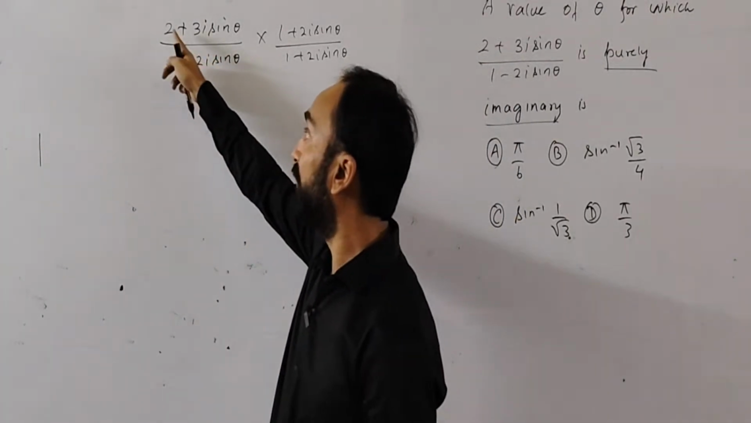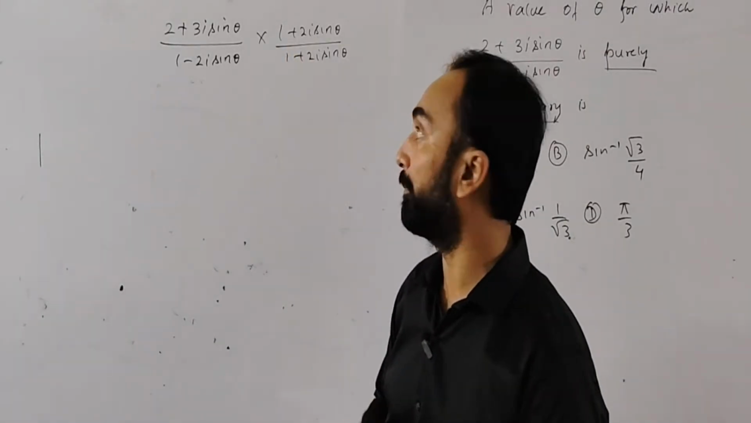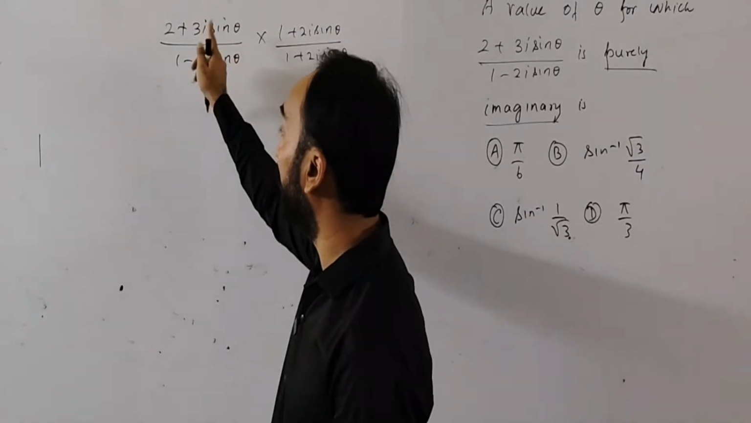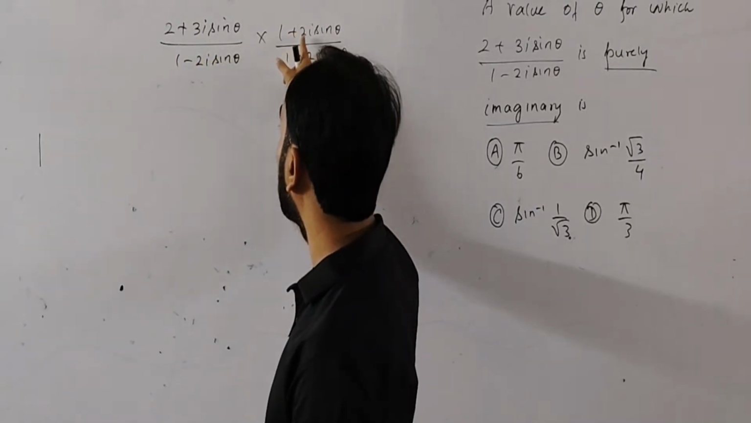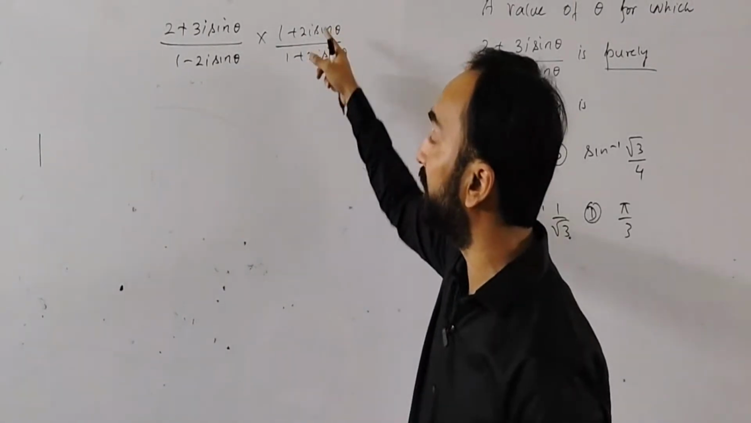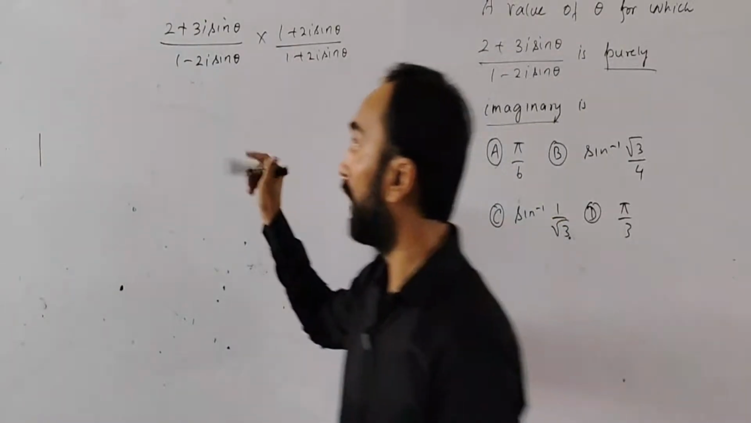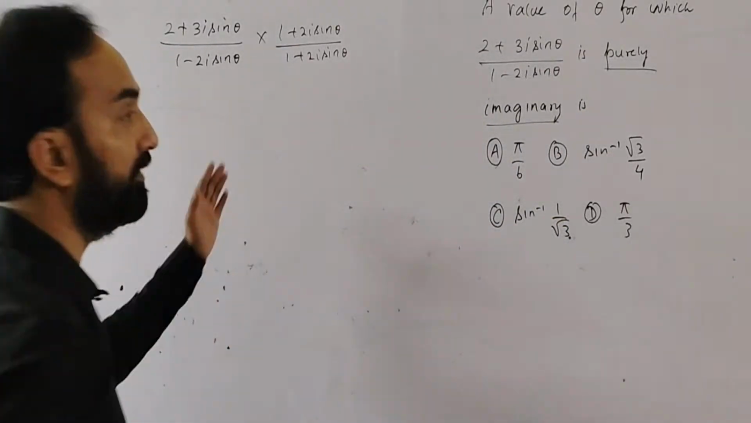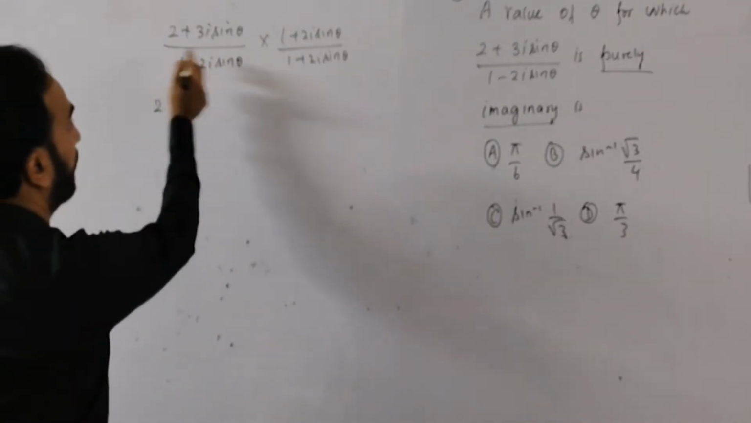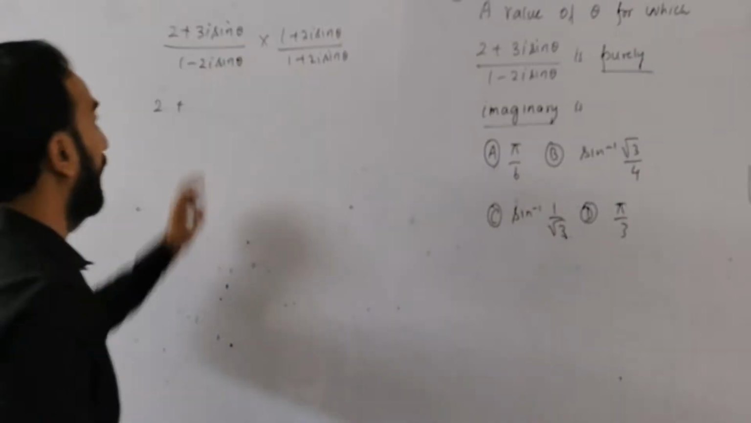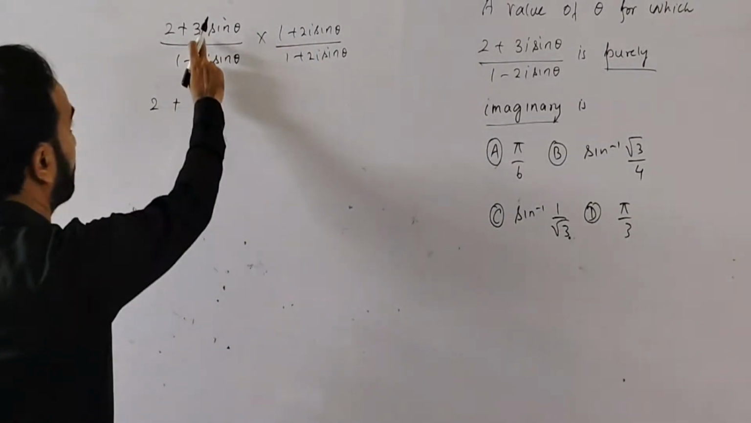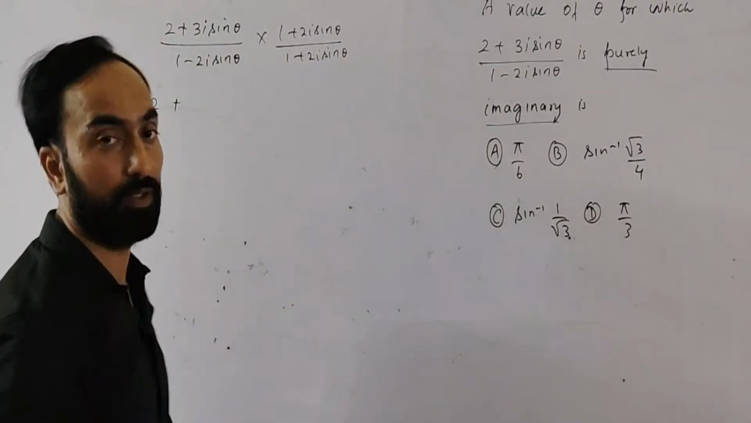For example, if I multiply this 2 with 1, it is giving the real part, right? So we will multiply that, but we will not multiply 2 with 2i sin theta, because this will become 4i sin theta, which is obviously imaginary. So I am only multiplying those parts which are giving the product as real. So first, 2 multiplied by 1 will become 2, and 2 with the imaginary term will be imaginary, so no need of multiplication. 3i sin theta multiplied by 1, no need of multiplication.